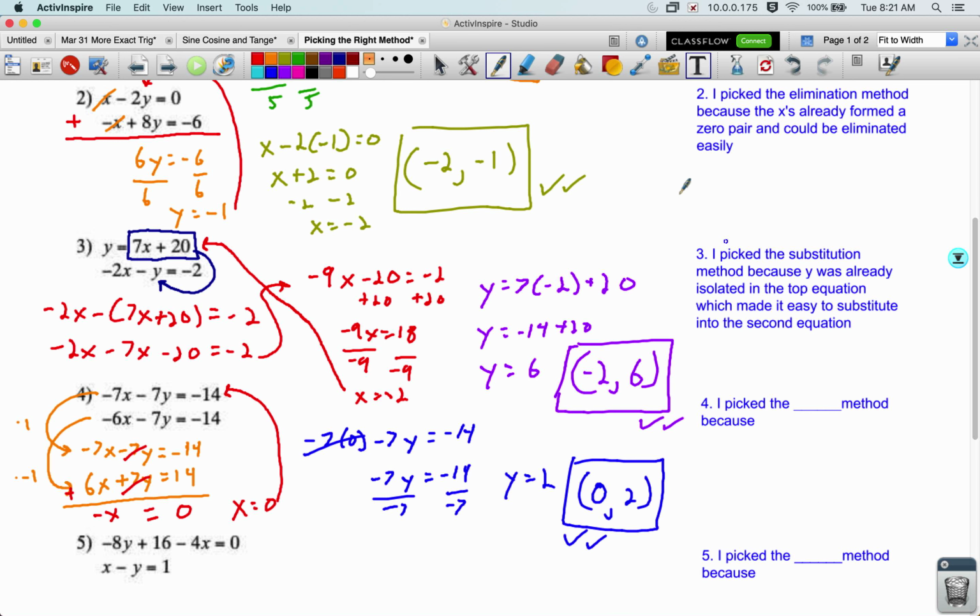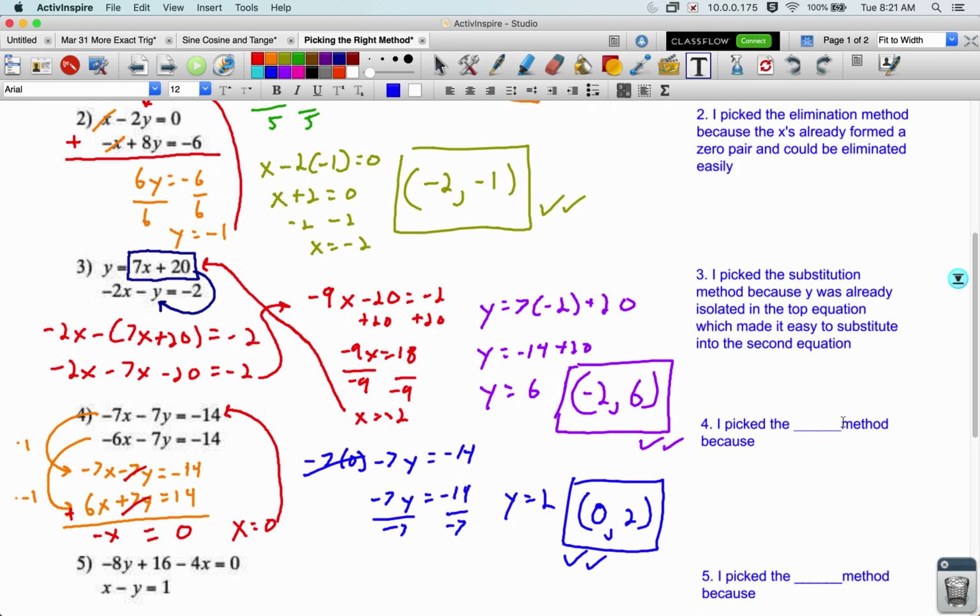And we did our double check. All right, so for number 4, which method did I pick? I picked the elimination method because I could easily form a zero pair by multiplying the second equation by -1.